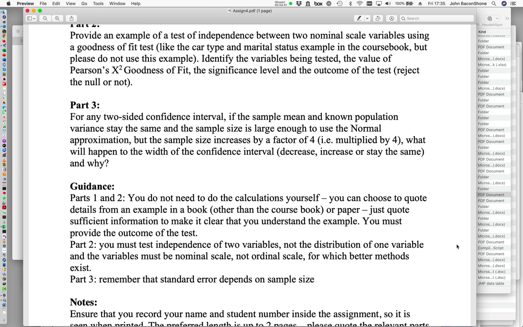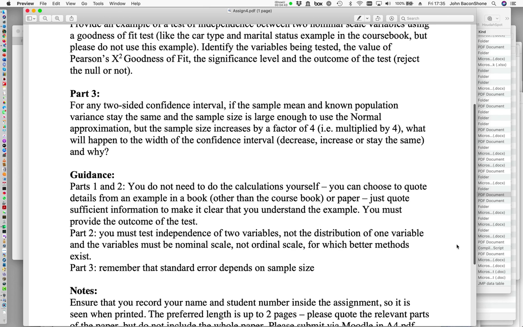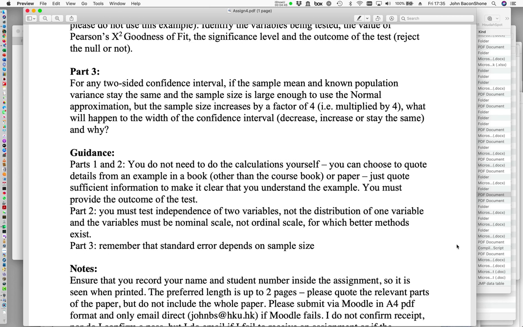For the second part, you must test independence of 2 variables, not the distribution of 1 variable. And that was not like the example I gave of mother tongue language. That's a single variable. I want to test the independence of two variables. As I've mentioned, the variables must be nominal scale, not ordinal scale, because if they're ordinal scale, there are better methods. And for part 3, I've given you a hint. Remember that the standard error depends on the sample size.